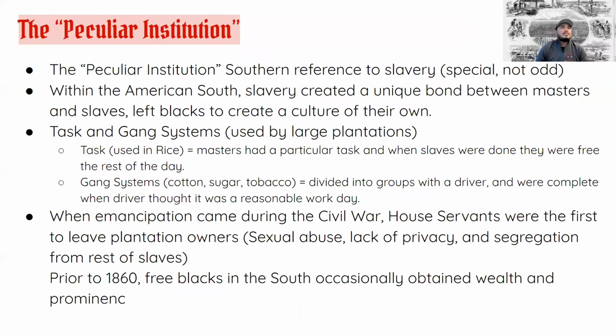So let's talk about how that Southern culture validated themselves or justified their ownership of slaves. Well, they had a saying for this, and that's where the title of this slide comes from, the peculiar institution. The peculiar institution, according to the Southerners, was simply this special but not odd relationship between the two. Within the American South, slavery created a unique bond between masters and slaves, and left Blacks to create a culture.